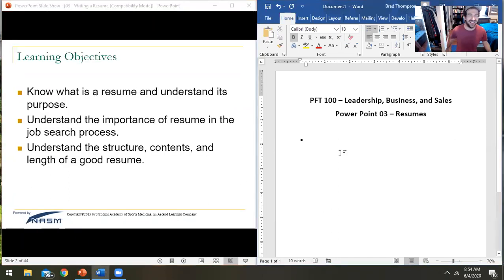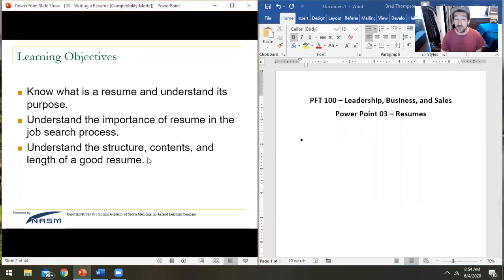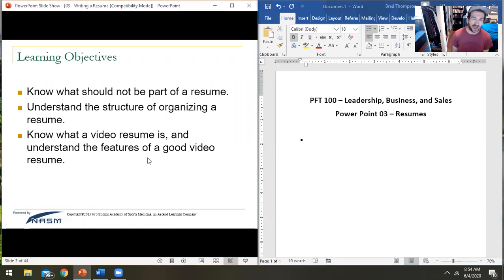Okay, so we want to be able to understand what a resume is and what its purpose is today. So we'll talk really briefly about that, the importance of using your resume effectively, how to structure it, what good content is, and a good length for your resume. We're going to see 2 examples in the PowerPoint today, and what should not be part of your resume. That's almost just as important as what should be on it.